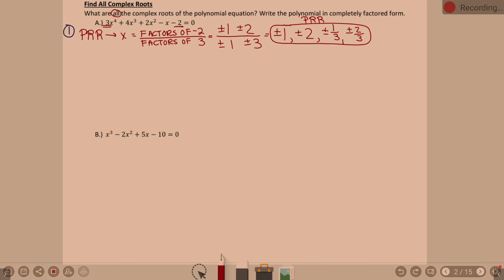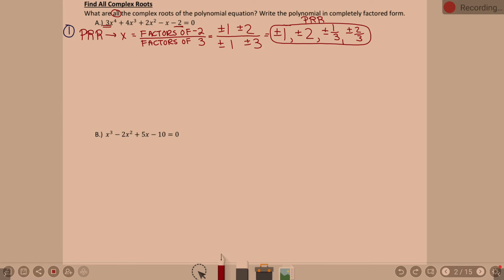How many PRRs do we technically have? 8. We technically have 8 if you think about the plus and the minus, right? Because that is 8 separate numbers. Now, we could try out all 8 of these and see what works. Or we can shortcut it a little bit. Now, how are we going to try these out? How do we know if these roots work and create factors or not.